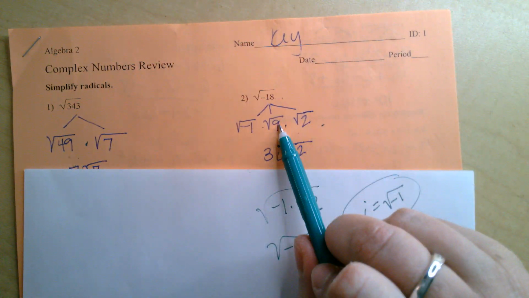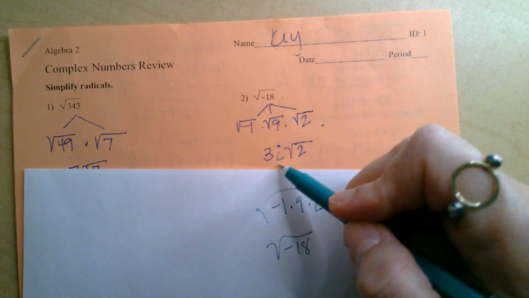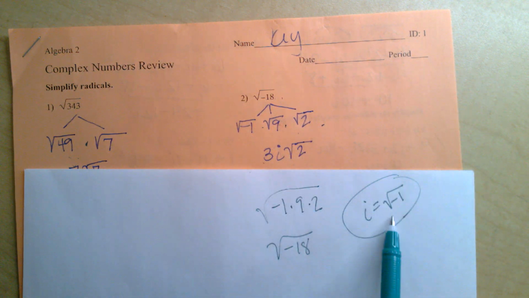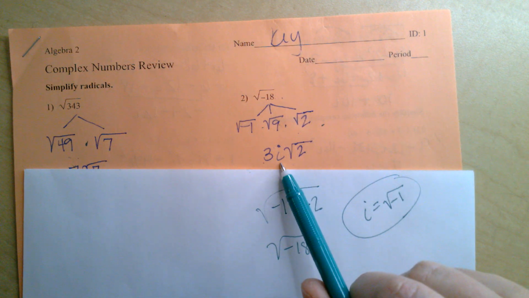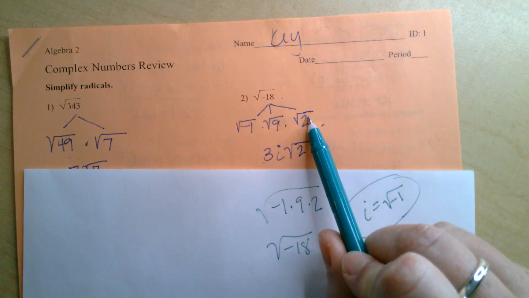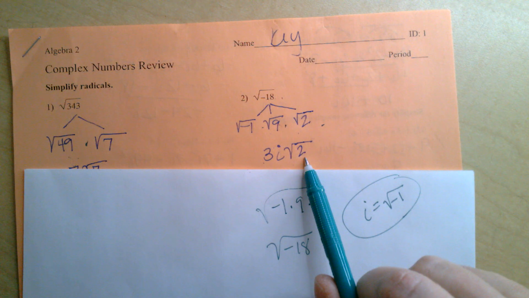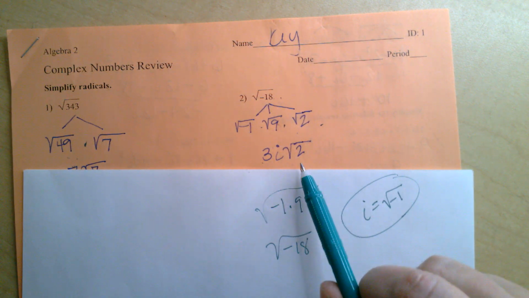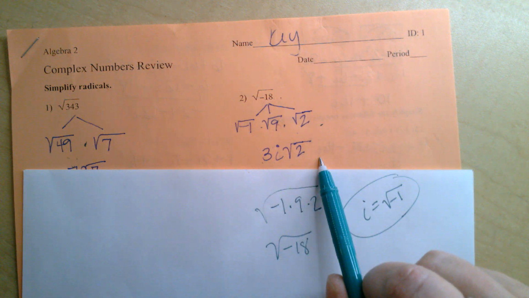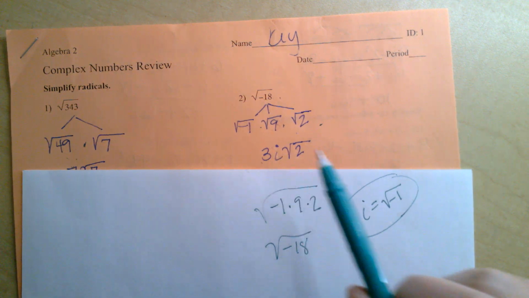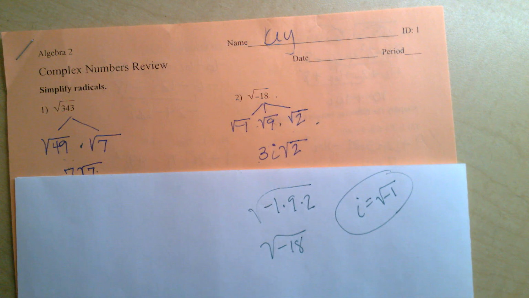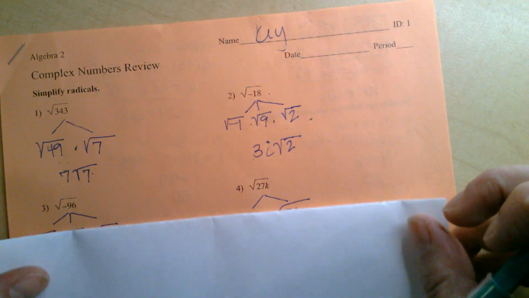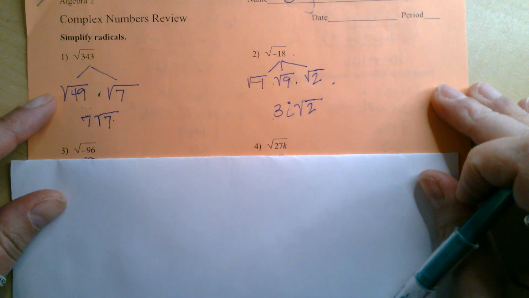The square root of 9 comes down as 3. The square root of negative 1 comes down as i, and we cannot go any further with the square root of 2. So our answer is 3i times the square root of 2. All multiplication, that's why you don't see any other operation except them all together. Okay, number 3 and number 4.